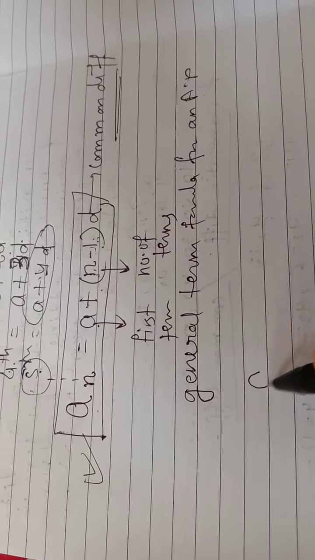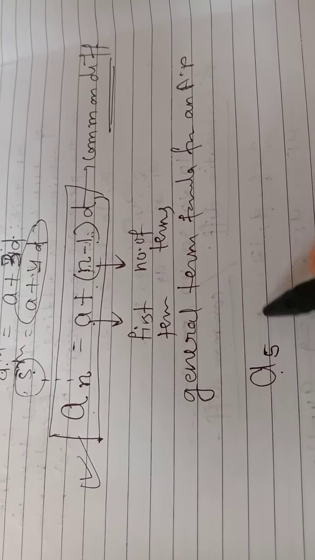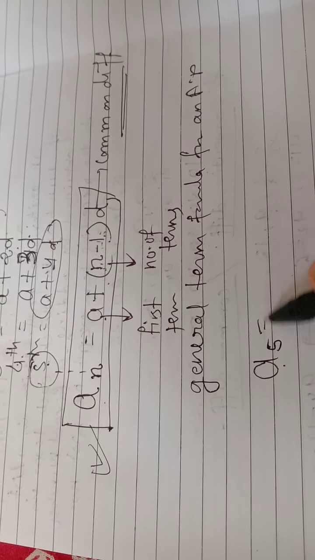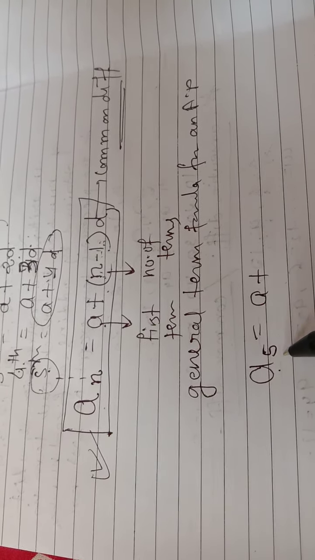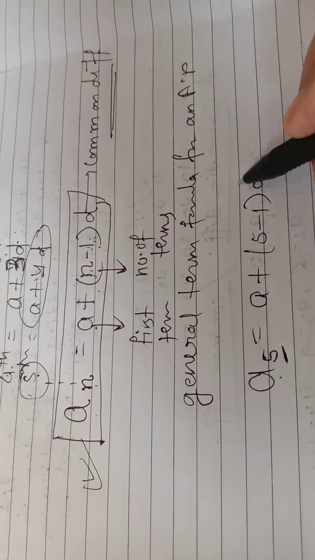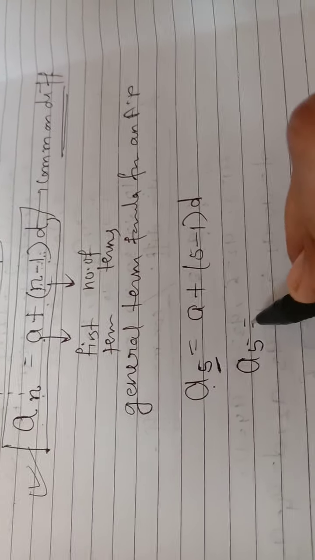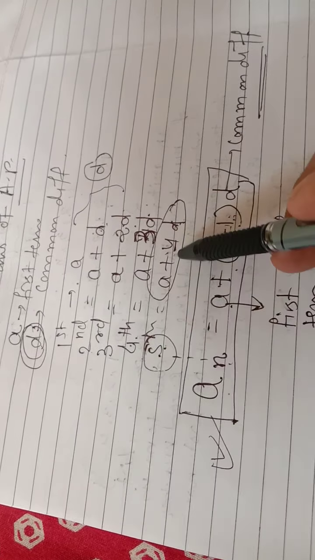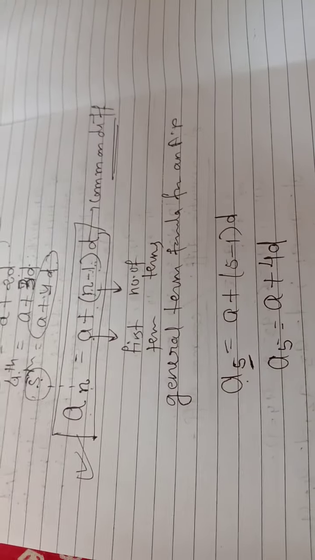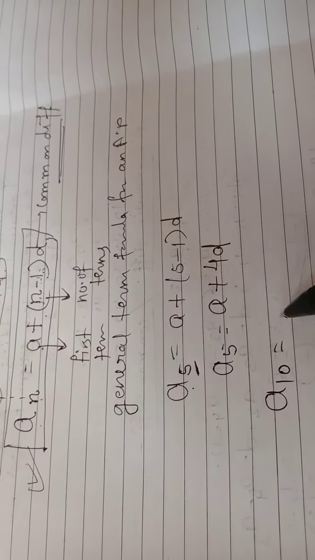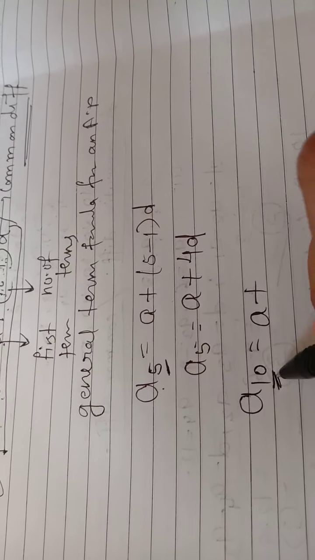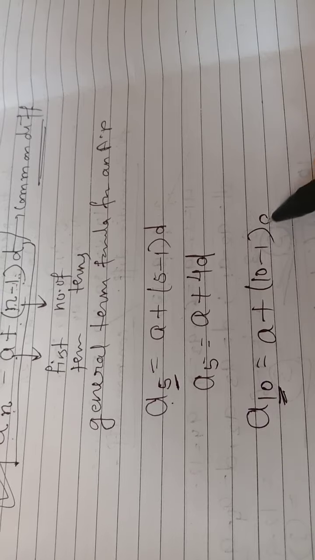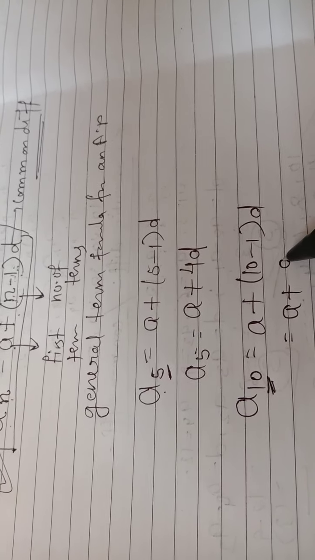I'll give you one more example. Suppose I have to find A5, the general term of A5. The first term is always A, and 5 here is the number of terms, so I write 5 minus 1 into D. The general term A5 will be A plus 4D. Clear? Now find the general term of A10. A is the first term of the AP, and 10 is the number of terms, so 10 minus 1 into D, which is A plus 9D.